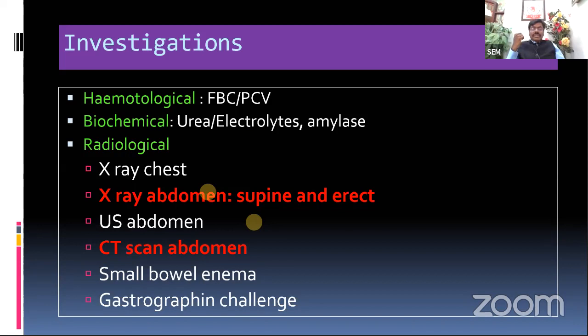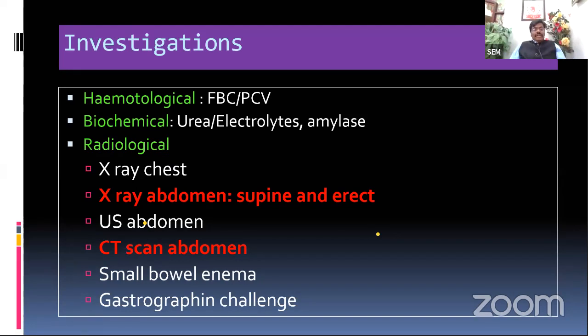I request candidates to refrain from using the annotation because it is disturbing me here. I think somebody is either knowingly or unknowingly doing it. Please don't do any harm. Then X-ray abdomen erect and supine, ultrasound abdomen. Yes, Rajaram. I'm not able to see it now. I'm just going to carry on. I'll do the discussion point. I will do it. Okay.